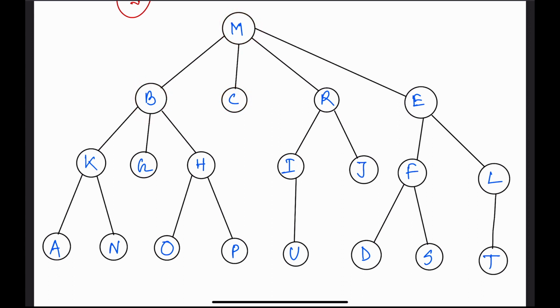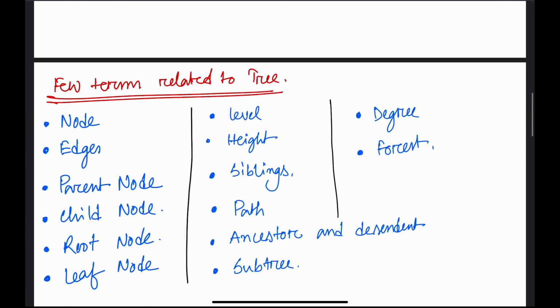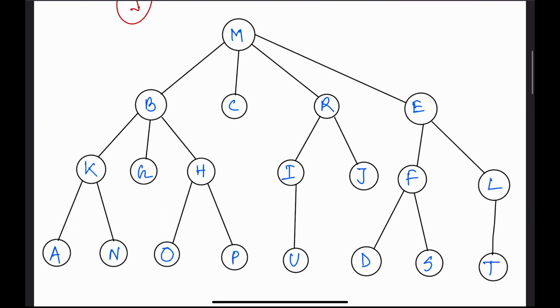Okay, so a node could be explained like this: each element of the tree is called a node. In the figure here, these are the nodes. After node, there is the edge. So what are edges? The connecting line between two nodes is called an edge.